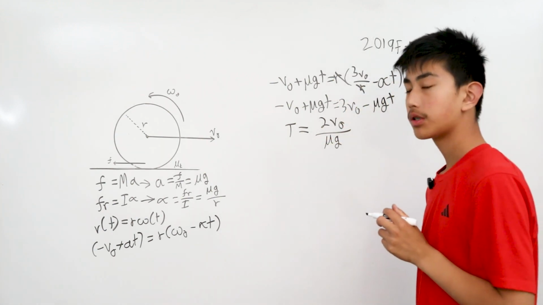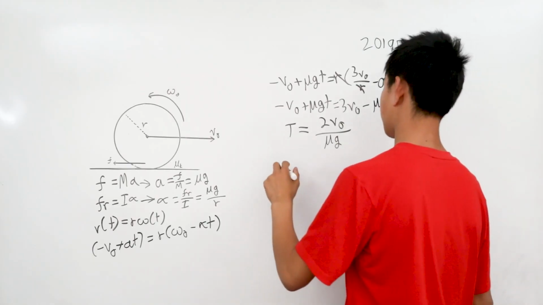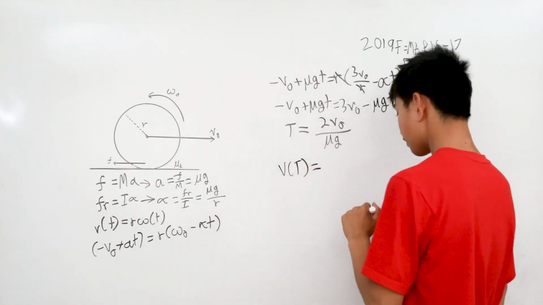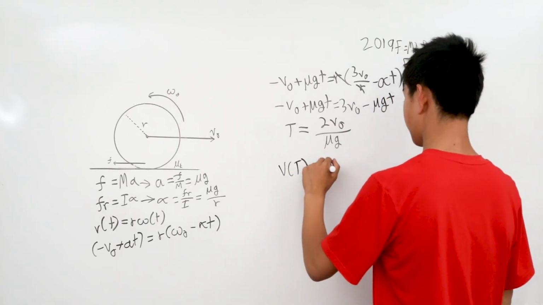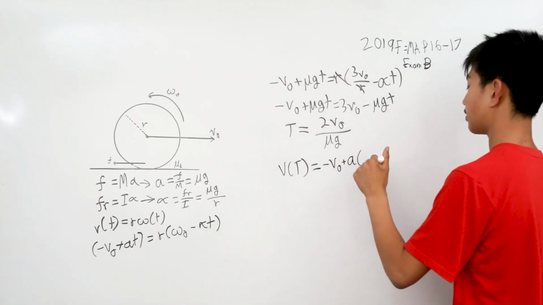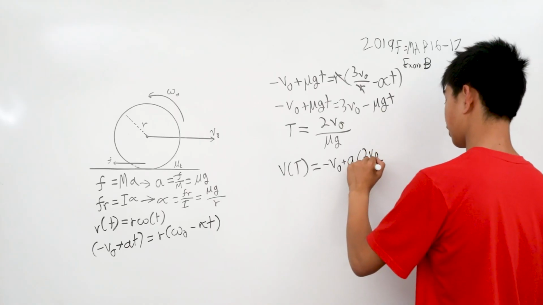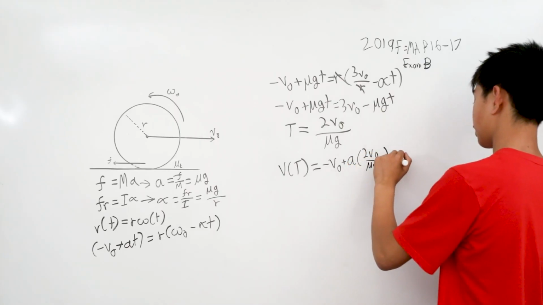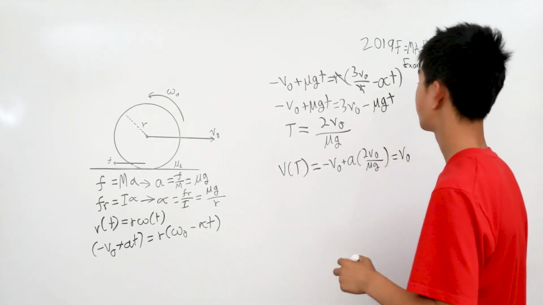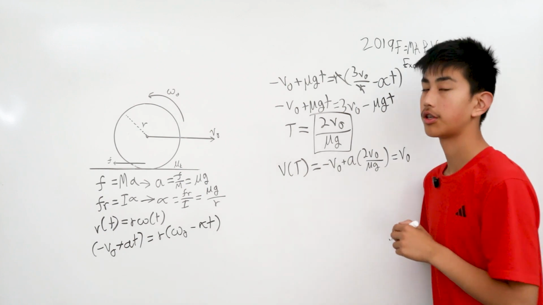Now, we also know that for this problem, v of capital T is equal to negative v0 plus acceleration times our time period, 2v0 over mu of g, which is equal to v0. So this shows that our time period is correct, and this is how long it takes for the hoop to return to the starting position.